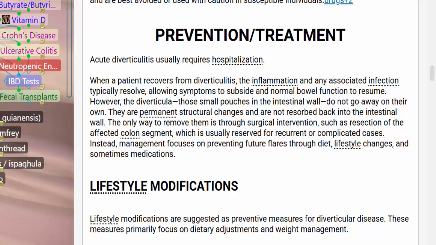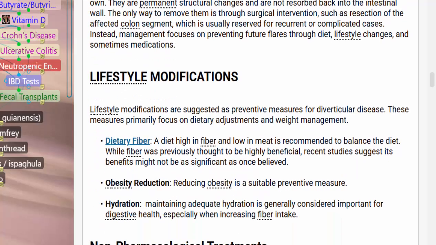The only way to remove them is surgery. What we want to do is focus on preventing future flares through diet, lifestyle changes, and sometimes medications. In terms of lifestyle modifications, these are suggested as preventive measures for diverticular disease. And of course, they're focused on dietary adjustments and weight management.